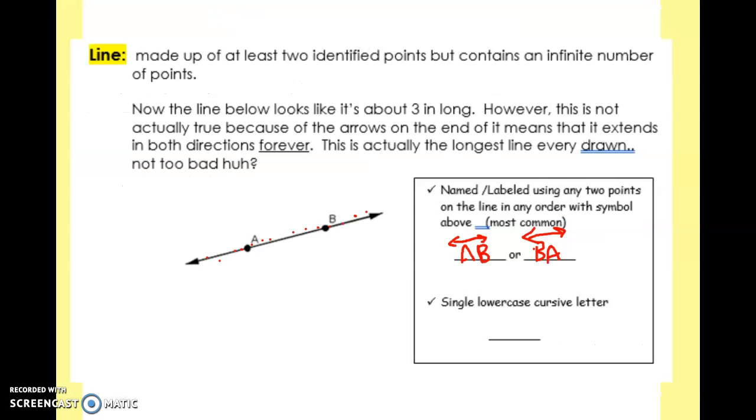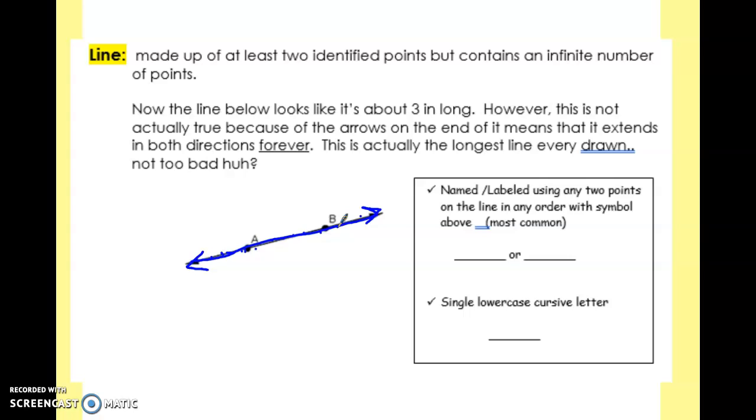The next structure we're going to take a look at is what is known as a line. Again, we've got our 2 points. If we connect them with arrows on the end, this would be considered a line. Along that line, there are many little points that are on that line, but there are 2 distinct points labeled, point A and point B. Just to note, this line below looks about 3 inches long. However, that's not actually true in geometry because of the arrows on the end. It means it extends in both directions forever. So in actuality, the line you're looking at is a line of infinity. It goes on in both directions forever.